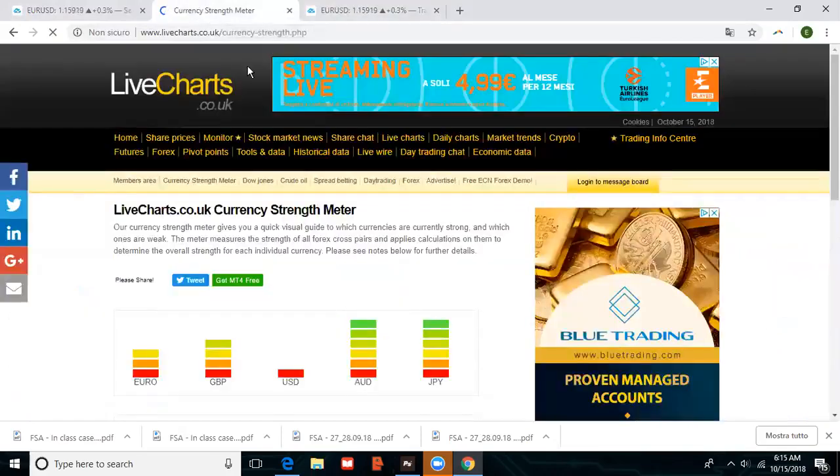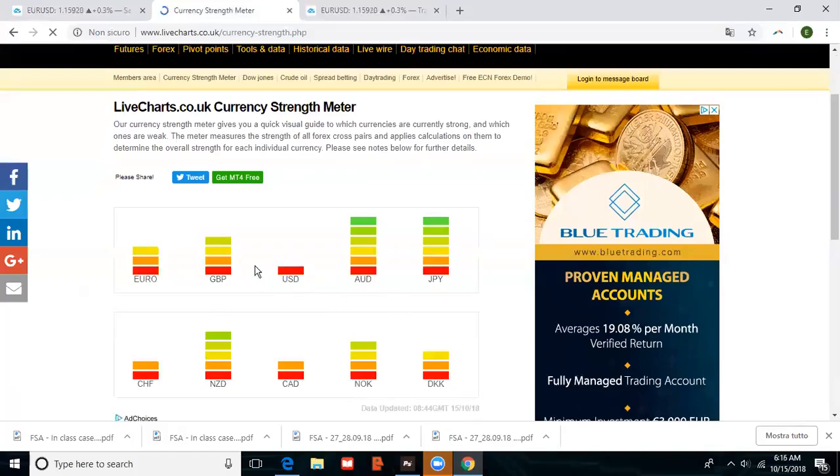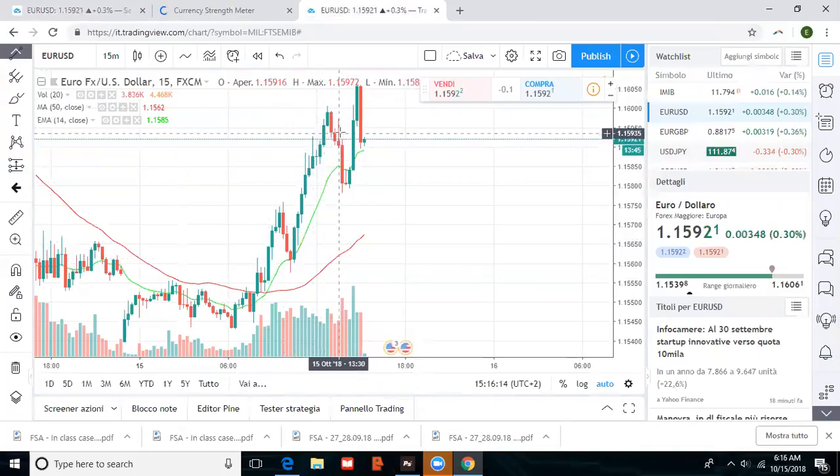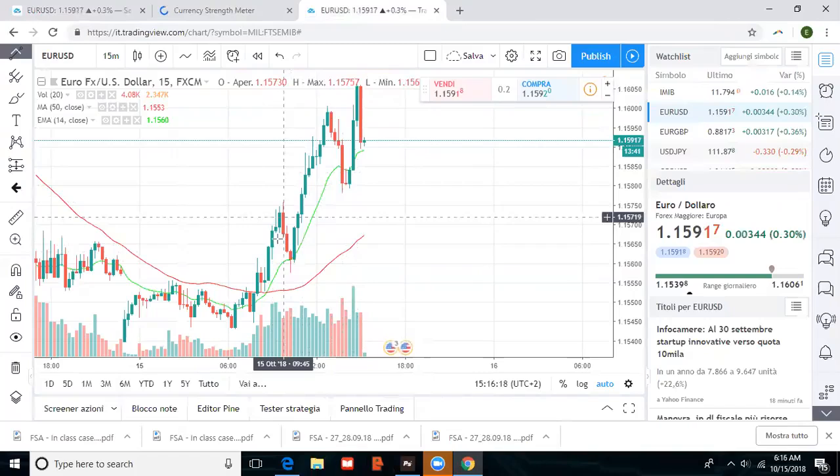One other thing you have to use is the currency strength meter. So you just go to this website, you can just search for currency strength meter, and you're going to find this one. And you can see that if we are trading the euro dollar, the euro is stronger than the dollar today. We can see this because we are on a bullish momentum. So the euro is stronger than the dollar today.